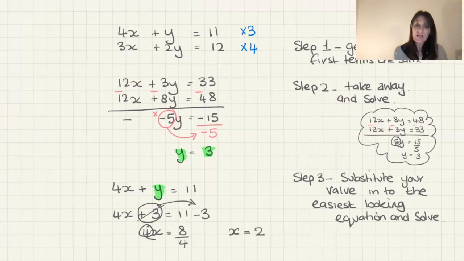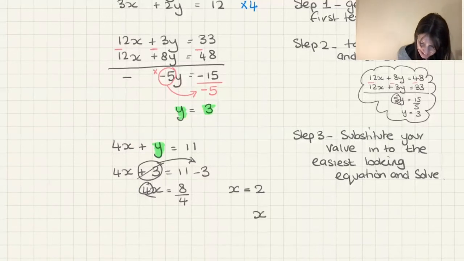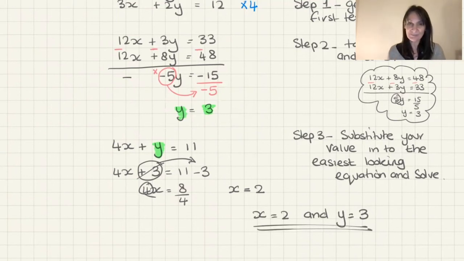So the two values that I was looking for were, and I'm running out of space here, x is equal to 2 and y, which we found earlier, is equal to 3. Those are the solutions to my simultaneous equation.